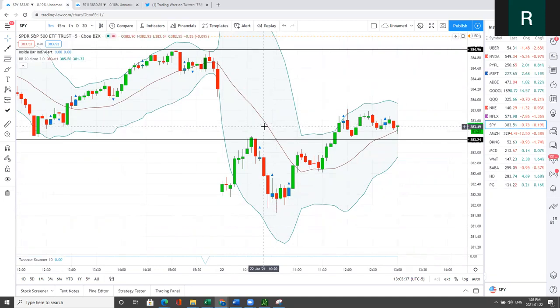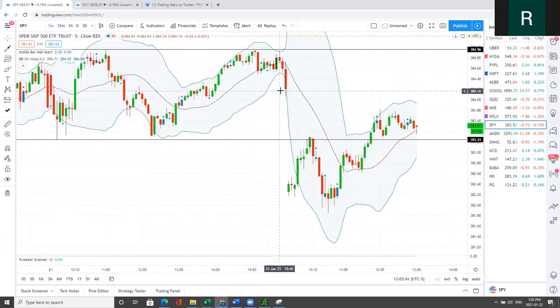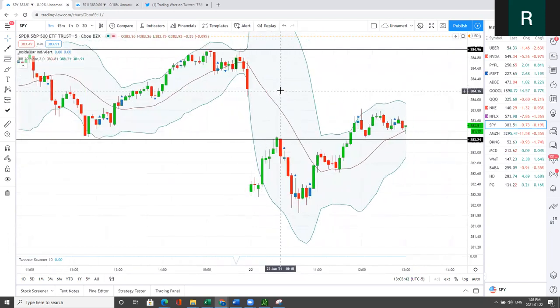Okay, guys. So keep things simple. I was done trading by 10:25 today, and that's it. Rinse and repeat. This was the same setup from last week.